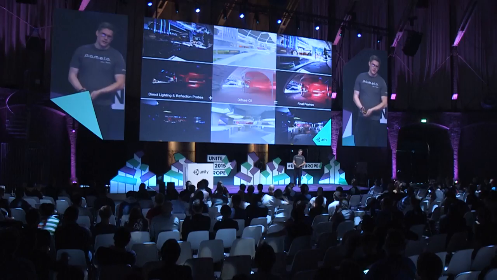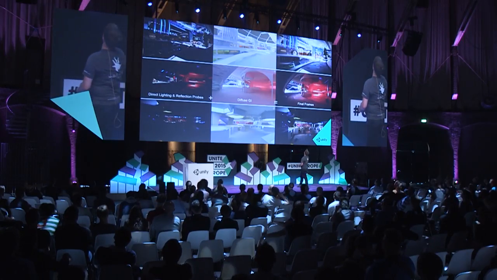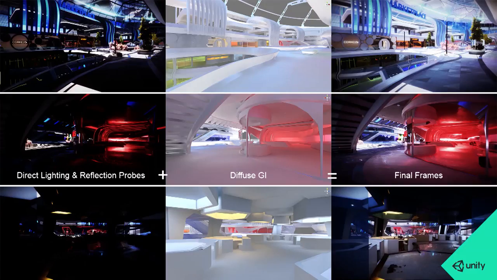So I'm going to end off here with some screenshots from throughout our environment. In each of these, I've broken it into direct lighting on the left, the raw radiance output, and the final frames. So you can really get a good sense for how much of the lighting is really being driven from bounce light.